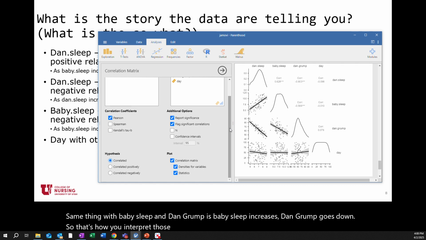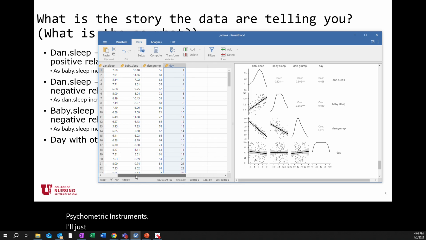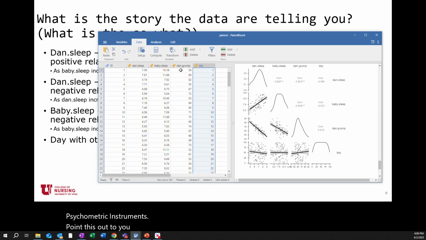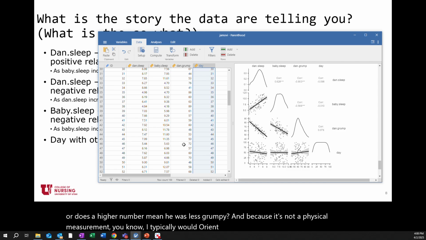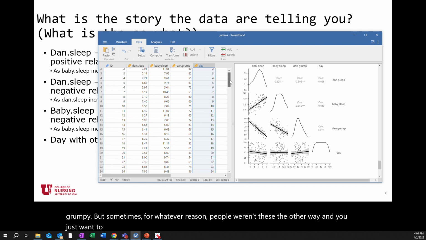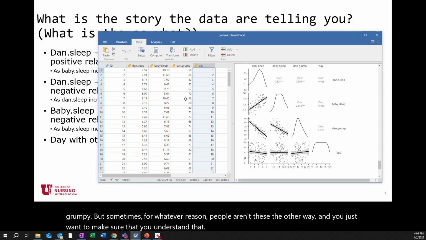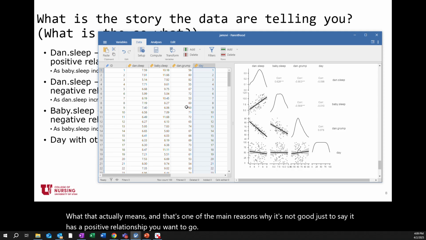And sometimes you want to be really careful with psychometric instruments. I'll just point this out to you that Dan Grump, it's a little bit arbitrary. Does a higher number mean he was more grumpy, or does a higher number mean he was less grumpy? And because it's not a physical measurement, I typically would orient this so that a higher number means he's more grumpy, but sometimes, for whatever reason, people orient these the other way. And you just want to make sure that you understand that and interpret it for the reader so that it's very clear what that actually means. And that's one of the main reasons why it's not good just to say it has a positive relationship. You want to interpret that to an actual meaning for a reader.